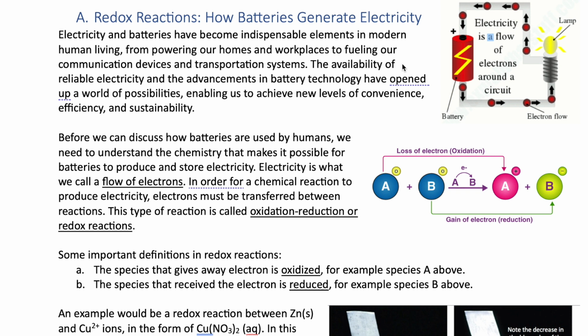Just to set up an introduction, electricity, and in particular stored electricity in batteries, has become a critical element in a lot of portable applications that we have in phones and cars and so on. Before we can talk about what makes these things work, we need to understand the fundamental chemistry associated with generating electricity. First off, what we mean by electricity is just a flow of electrons.